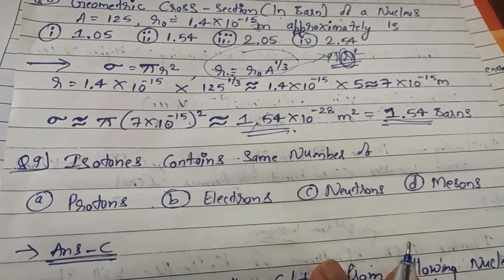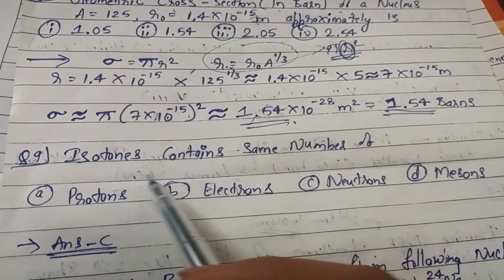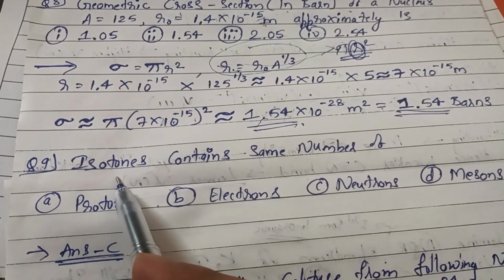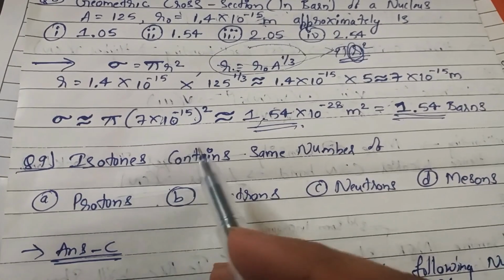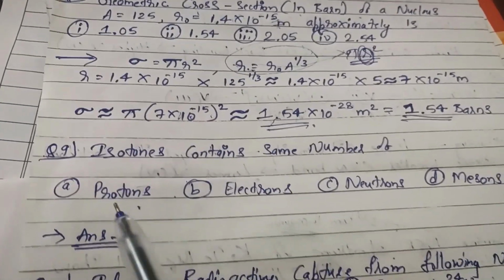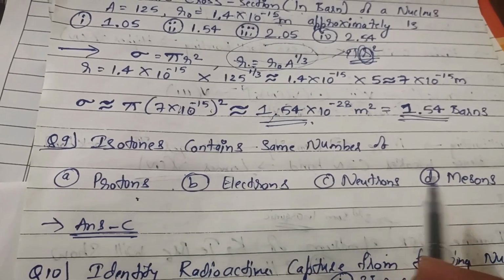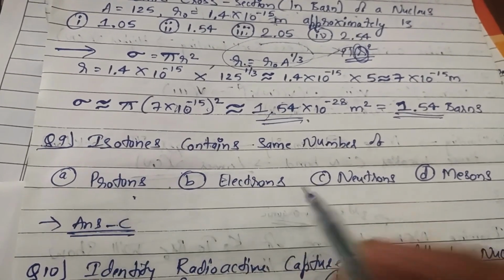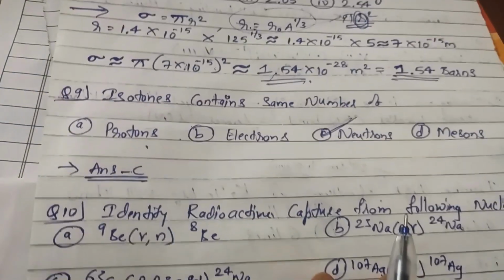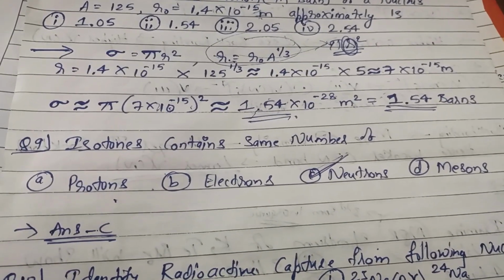Okay, next will be: isotopes contain the same number of... sorry, not isotopes, it will be isotones. Isotones contain the same number of protons, electrons, neutrons or mesons. A meson is smaller than an electron. This will be kept in mind. And here, the neutrons will be the same number. Here I have to give some points.